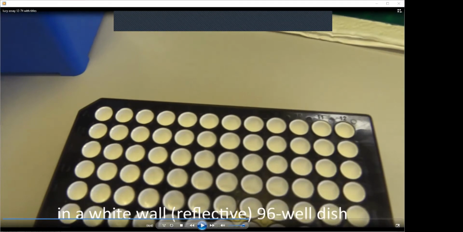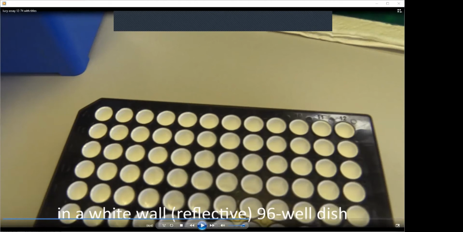So it's a white wall reflective dish. The reason for that is that if the luciferase activity is fairly low, then it's an advantage, because these walls reflect the signal to the center of each well, and the probe of the instrument is measuring in the center from the top. Second thing is, if you have a very, very strong signal, and if you would use a translucent plate, then the signal goes to the neighboring wells as well and would affect the measurement.